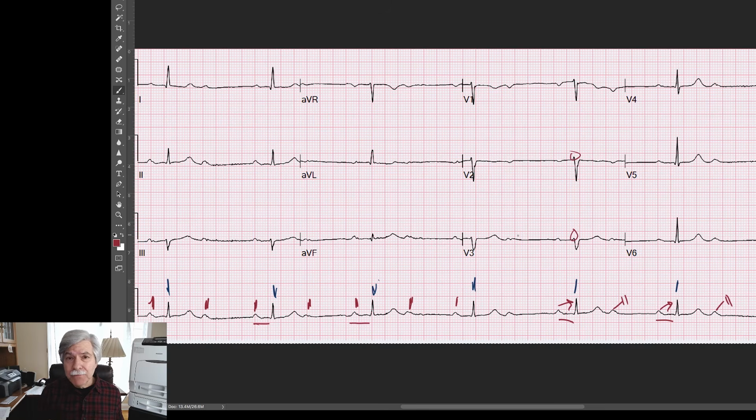High grade means 2 to 1, 3 to 1, 4 to 1, where some of the P waves are still conducting, but at least every other P wave gets dropped. Okay, so that's kind of a hard concept for people to understand because of this.